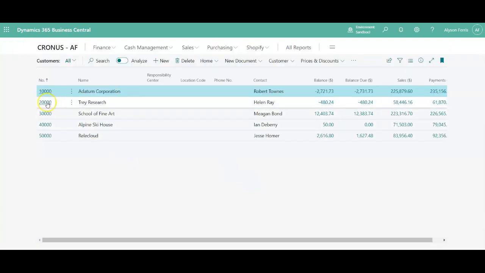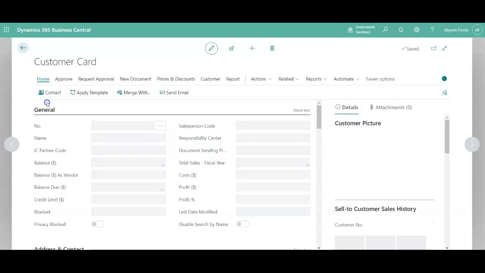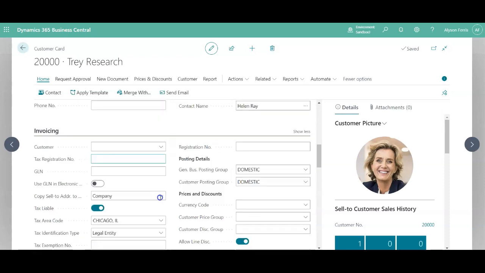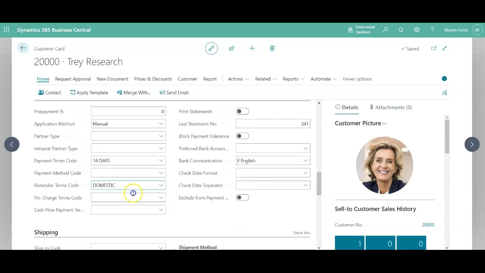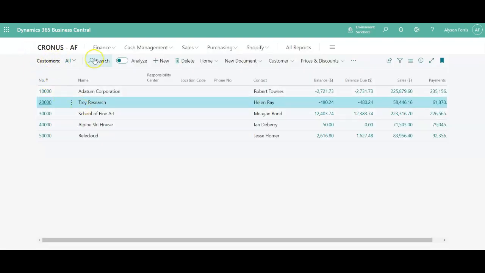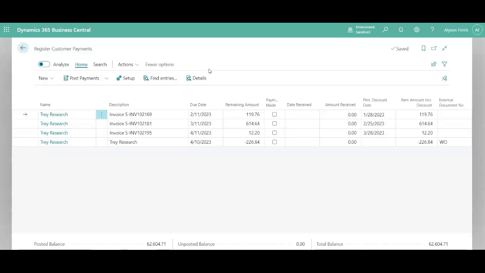Just going to go into another customer here, Tray Research, and show that this customer does not have discount terms. Their terms are a straight 14 days. So let's do register customer payments for Tray Research. And let's say they choose this invoice here. $12.20 is remaining. You can see the remaining amount, including a discount, is exactly the same as the remaining amount. And that's because there is no discount.